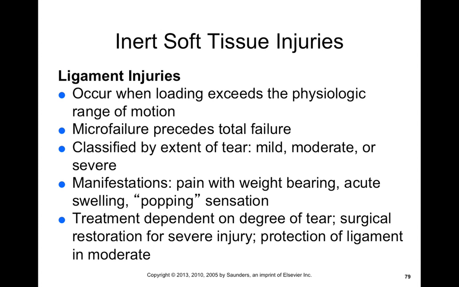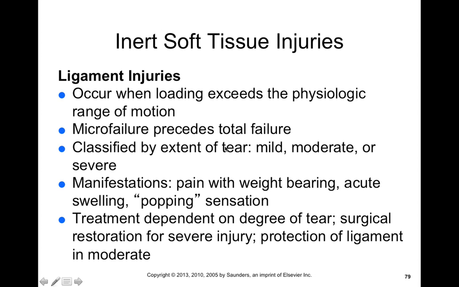Now, other types of inert or soft tissue injuries include ligament injuries. And ligaments, if you all remember, are a dense, regular connective tissue that connects bone to bone. Ligament injuries can occur when loading exceeds the physiological range of motion. So basically like hyperextension or hyperflexion of a joint, and you might tear the ligaments associated with that joint.